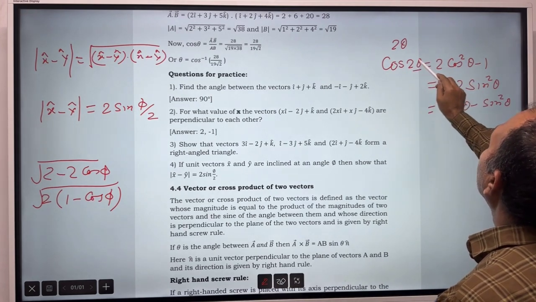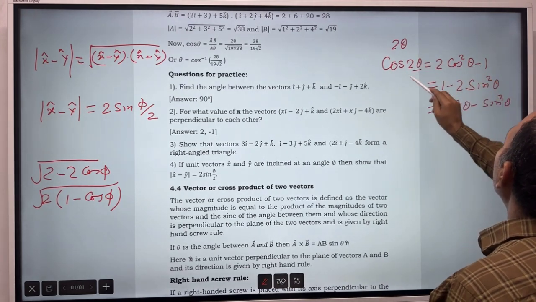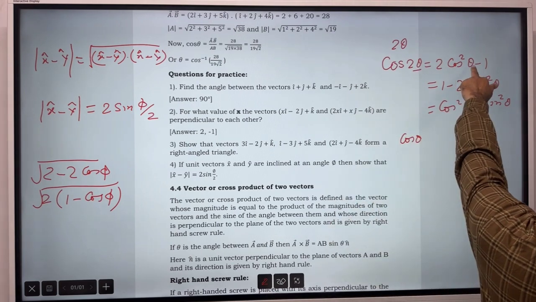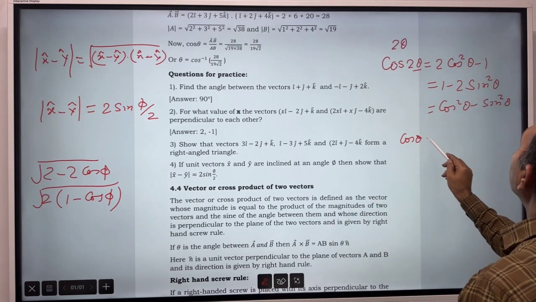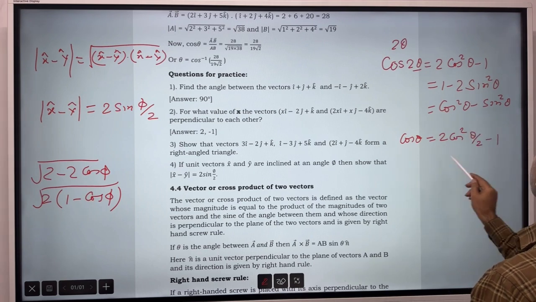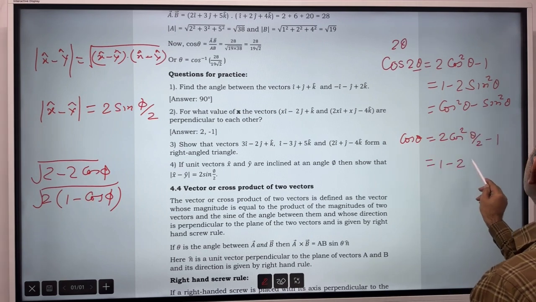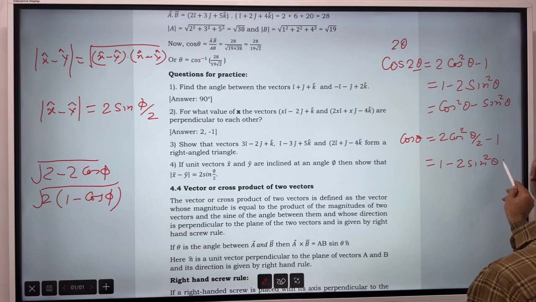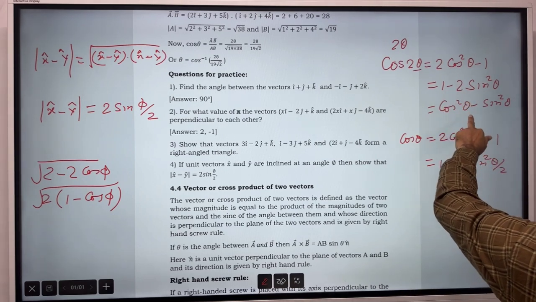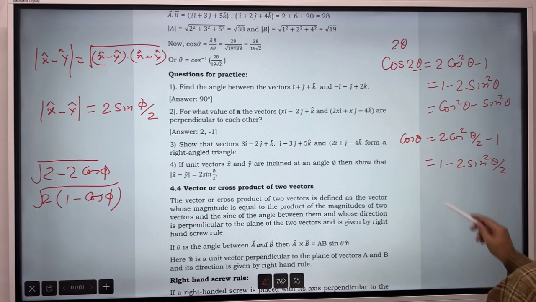So here 2 theta can be written as theta. It means when we write cos theta in place of cos 2 theta, then this theta will be replaced by theta by 2. So 2 cos square theta by 2 minus 1, or 1 minus 2 sine square theta by 2, correct, or cos square theta by 2 minus sine square theta by 2.